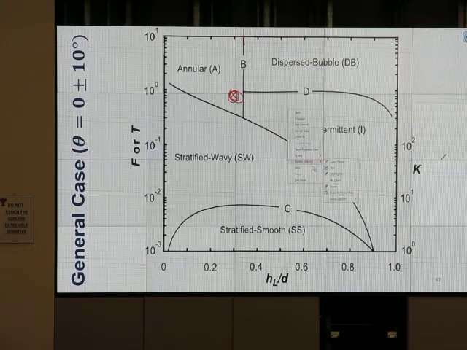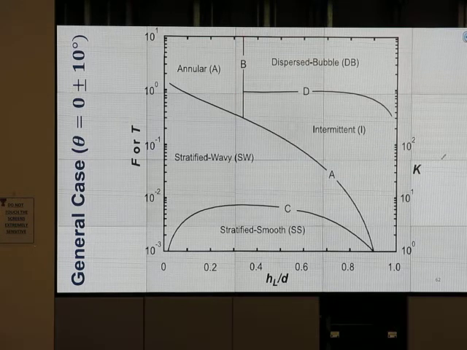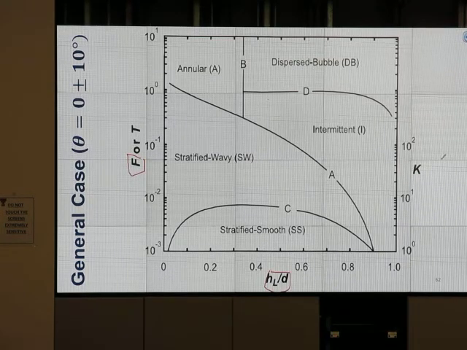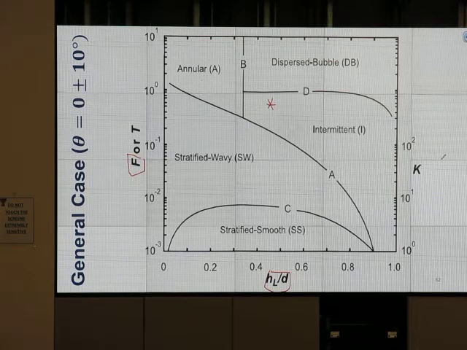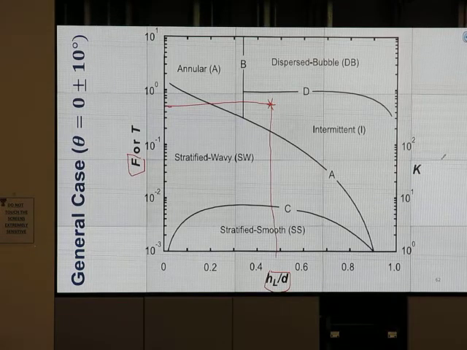Okay. What if it is not annular flow? Let's say I check my point, transition A. I plot F versus HL over D, and my point stays over there. Does it mean that I have intermittent flow? Not yet. I cannot make that conclusion yet. So when I plot F versus HL tilde, even though my point is over there, I have to check transition B. I am outside the annular flow region, so it's not annular flow. Next, I have to check transition D to see if it is dispersed bubble flow or not.